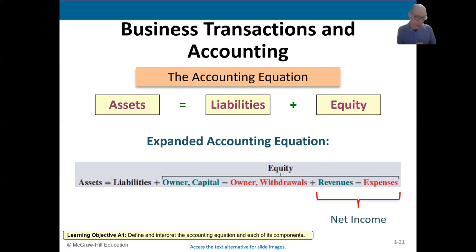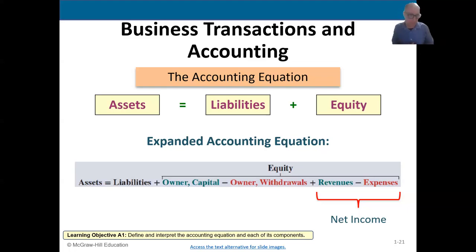That's part of it. Plus net income. Net income is derived from the income statement. It's the total revenue, and revenue again is what the company generates through sales, minus all of the expenses. Revenue minus expenses equals net income. So total equity, the equation for equity, is owner investments minus owner withdrawals plus net income.